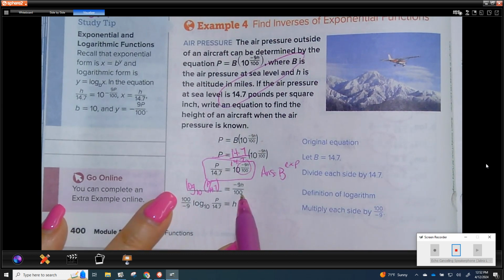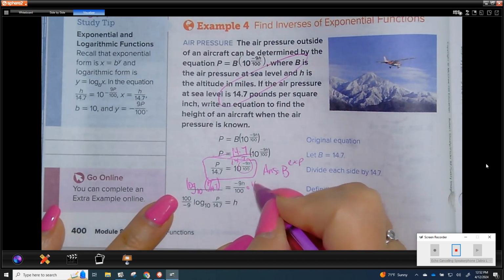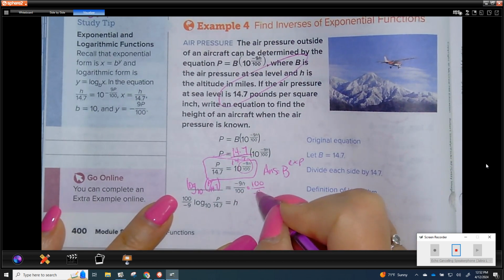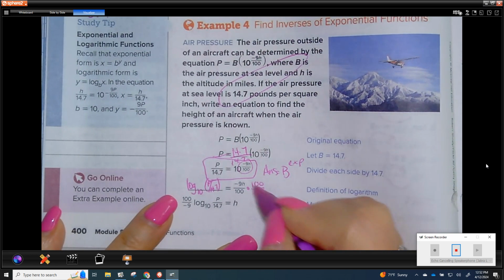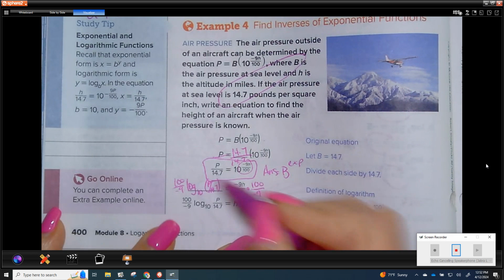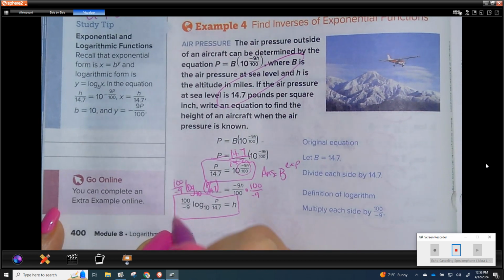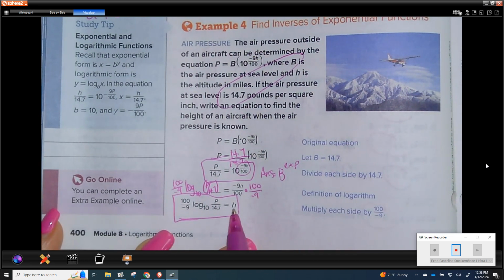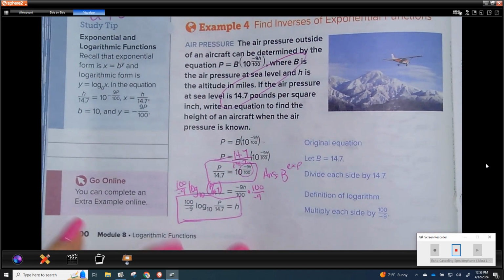Now we have this. We're trying to solve for H. So we multiply it by the reciprocal, because we divide, so we multiply. And we end up with this as my formula for H. So now if I get the pressure outside, I could find the altitude. Okay.